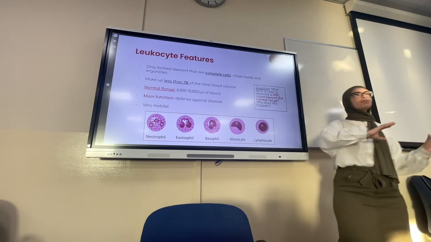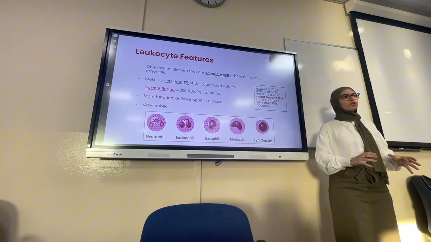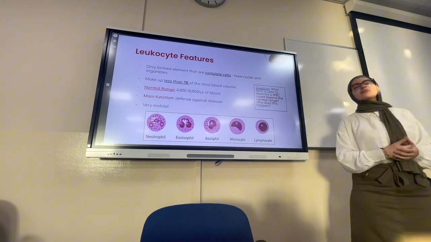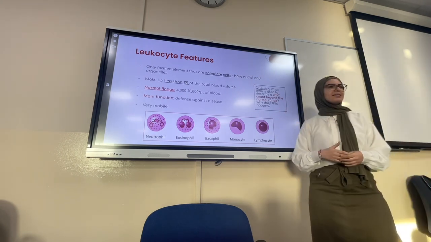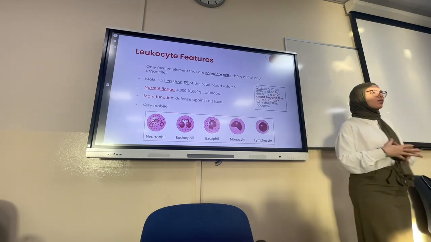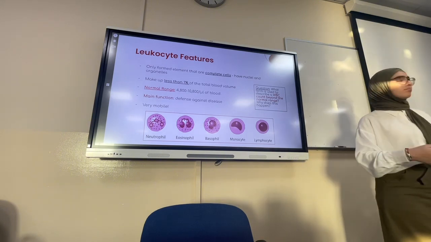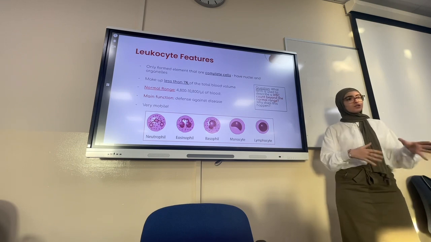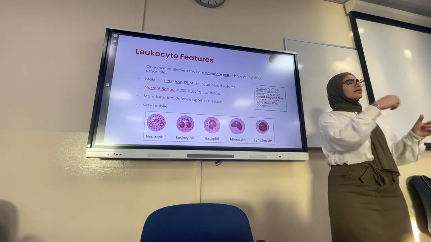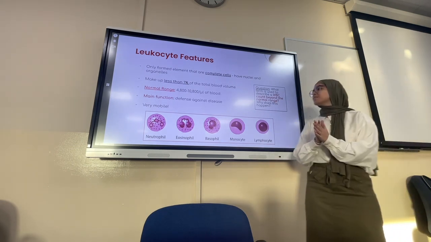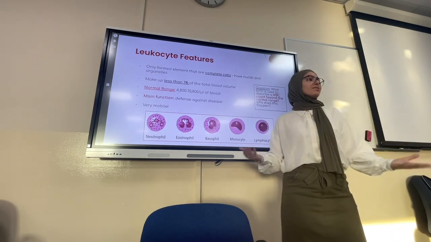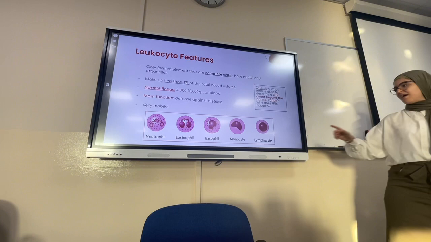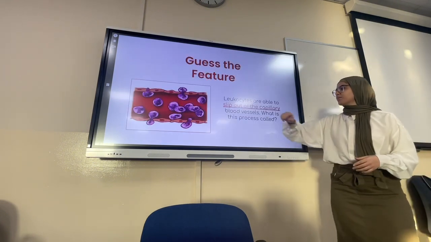Now, if it's beyond 10,800 microliters, what do we call that? Leukocytosis, exactly. And why does this happen? Infection. Cancer. Exactly. So many different causes which we're going to look into, especially when we look into the increase of the different leukocytes. And the main function, of course, is defense. It's very mobile, very active, can move all around the body, okay?